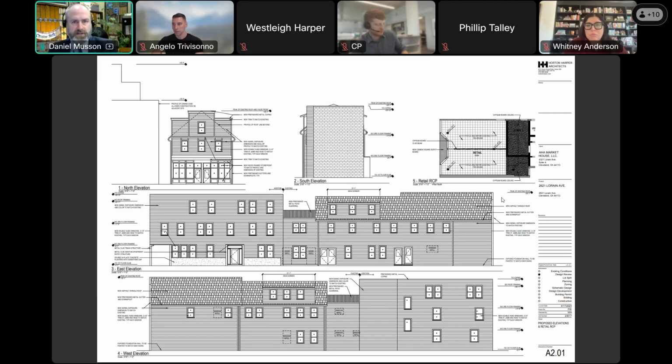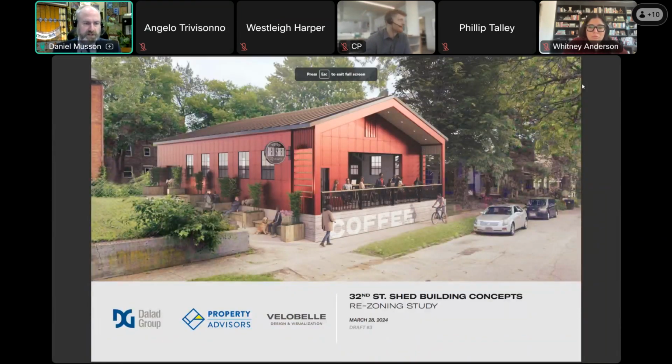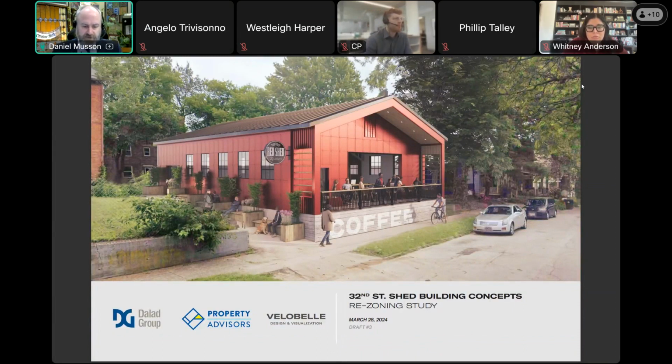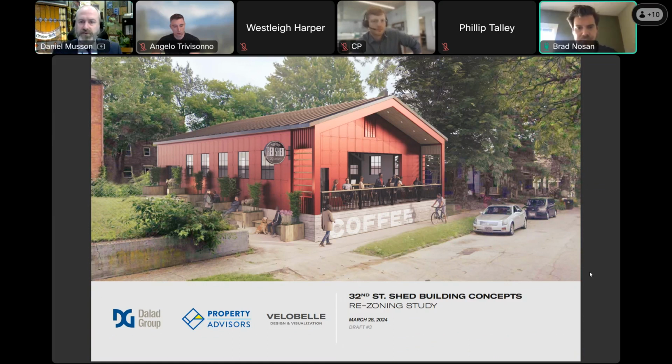And our next one is case HOC 24-16. It's on West 32nd Street, the 32nd Street shed building renovation and repurposing. This is part of a larger project that committee members who've been on longer will have seen a lot of over the years, between this and across the street and everything else. We have Dollar Group, and Brad Newsom is here. So Brad, if you want to start through your presentation, just let me know if you want me to change slides.